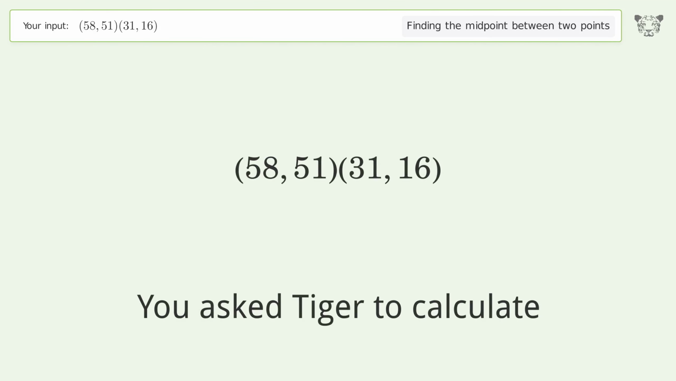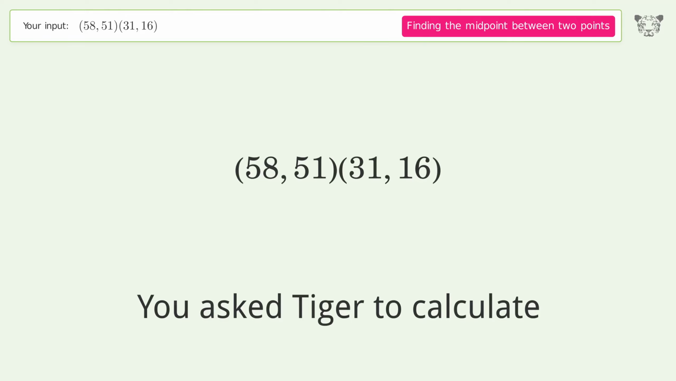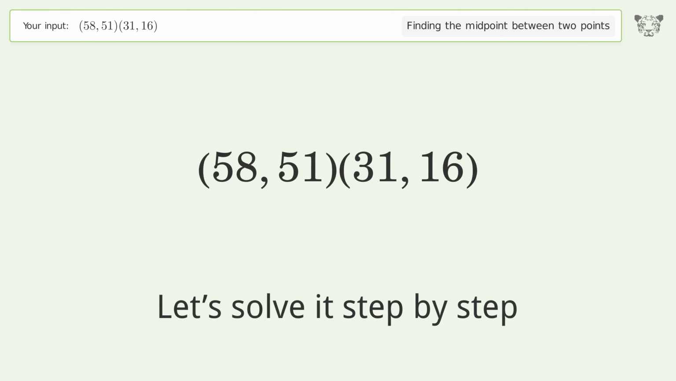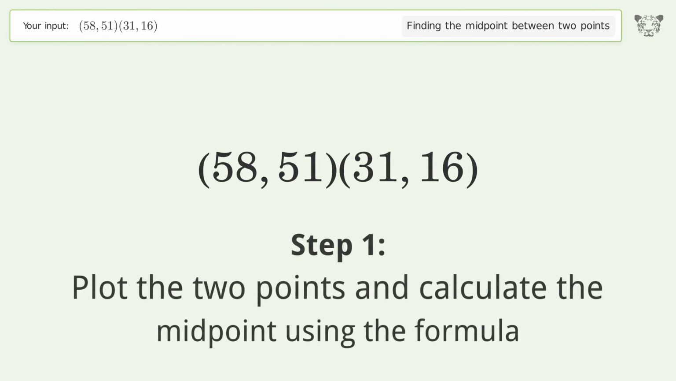You ask Tiger to calculate. This deals with finding the midpoint between 2 points. The midpoint between the 2 points is 44.5, 33.5. Let's solve it step by step. Plot the 2 points and calculate the midpoint using the formula.